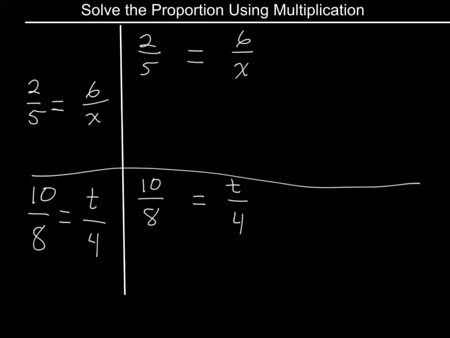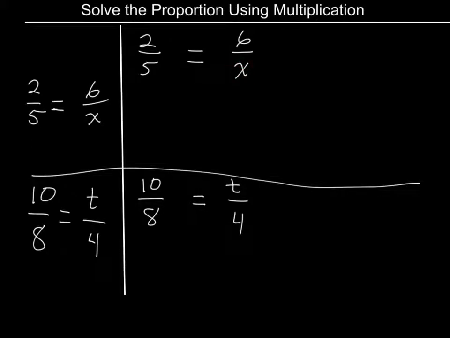Here we're going to solve these proportions using multiplication. What I want us to look at here is that if these two fractions need to be equal to each other, then there must be some multiplicative number that I can multiply by to get me from this fraction over to this one. The problem is we don't know what this number is right here. I don't know what x equals, so I've got to figure out what x is.